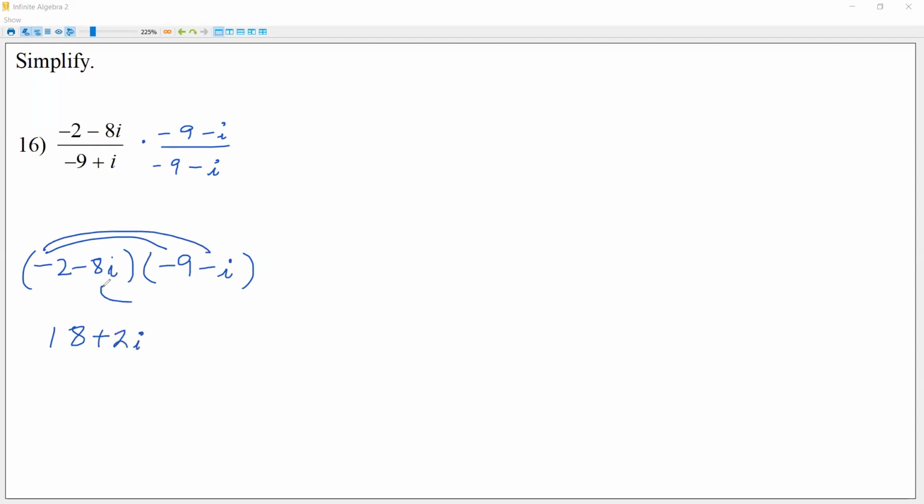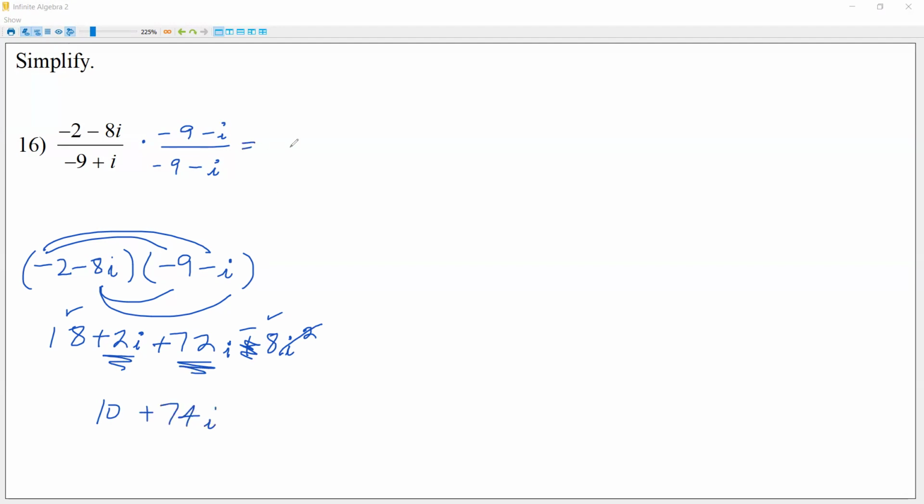Now we'll do the -8i times -9. That's a positive 72i. I know I usually stack those above each other, but here it is if you just put them in order. -8i times -1i, that's a positive 8, and that is i squared. So every time you write i squared, you mark it out and you change the sign to a negative. So we've got 18 minus 8, which is 10, and we've got 2i plus 72i, so that's 74i. Okay, so there's the top of our fraction, 10 plus 74i.